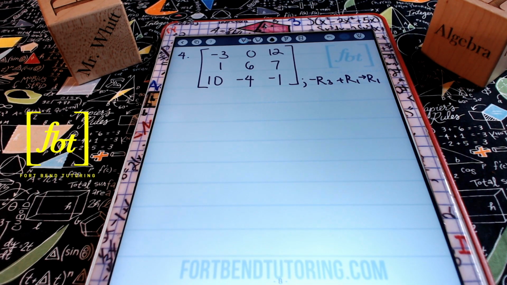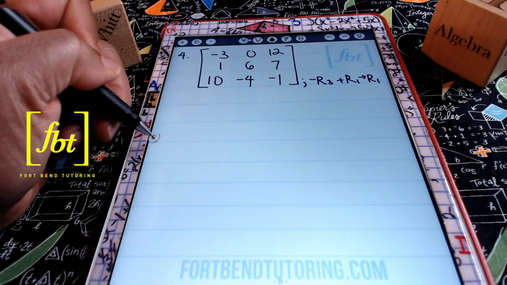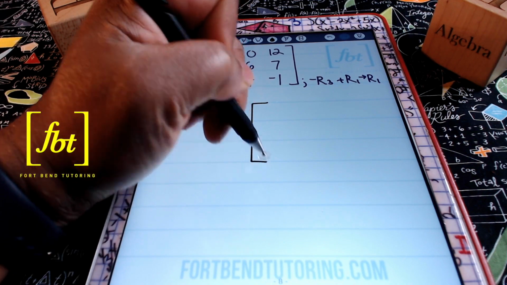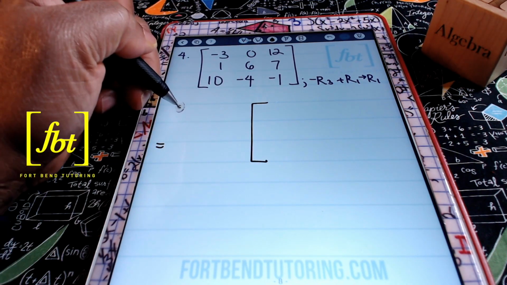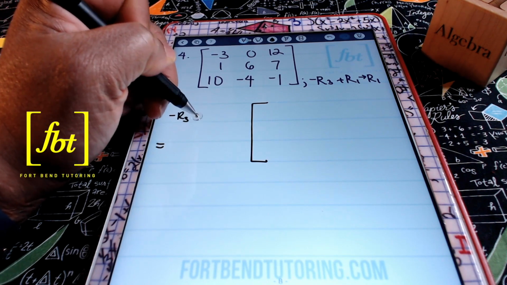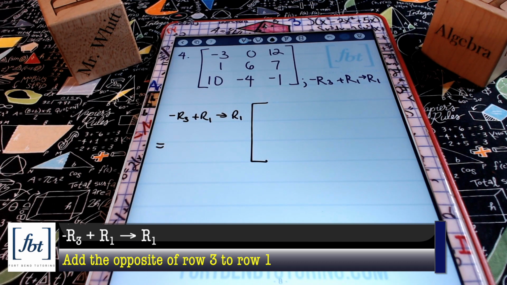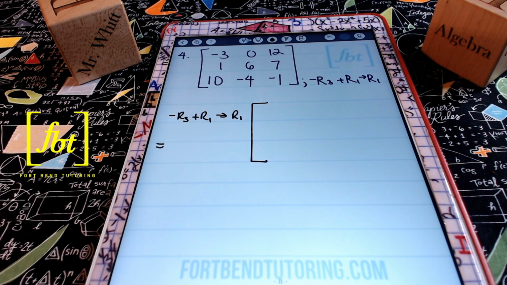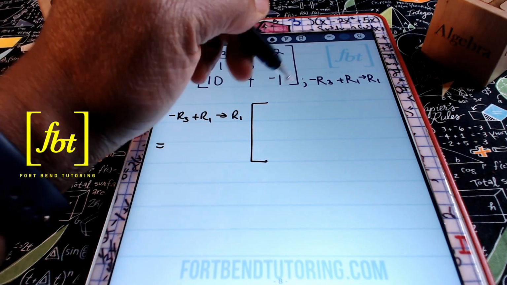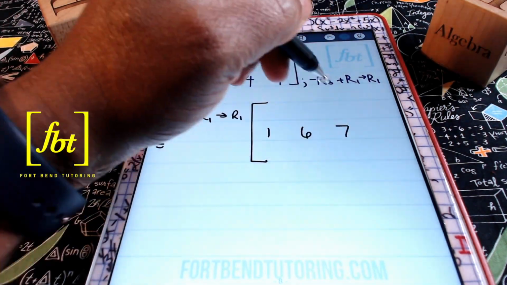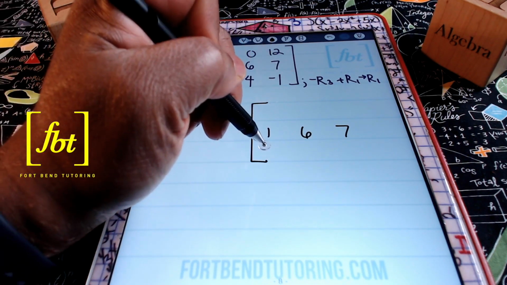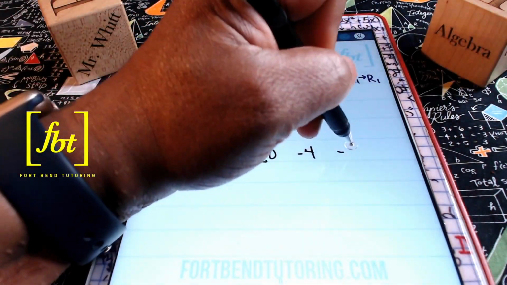Okay, back to business. Here we have a 3 by 3 matrix, and the rule is to find the opposite of row 3 and then add that to row 1 and then place the result in row 1. In the resultant matrix, I'm going to be placing the opposite of row 3 plus row 1 into row 1. That also means that row 2 and row 3 are unaffected by this. So I'm going to just bring down row 2 as 1, 6, and 7, as well as row 3, which is 10, negative 4, and negative 1.